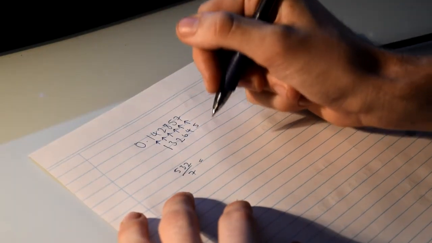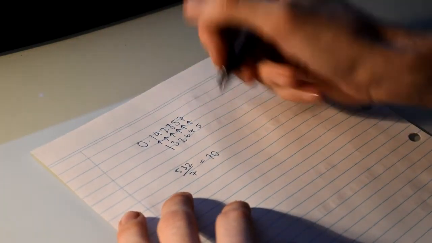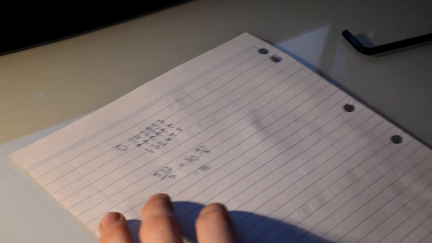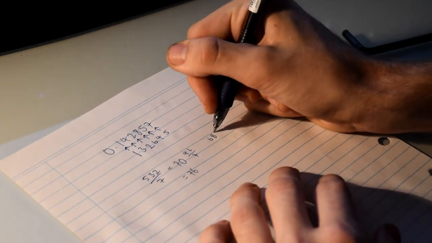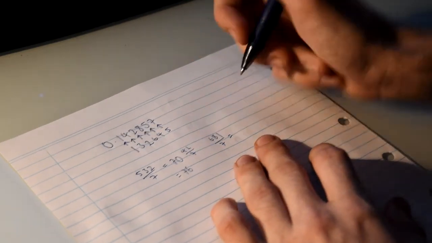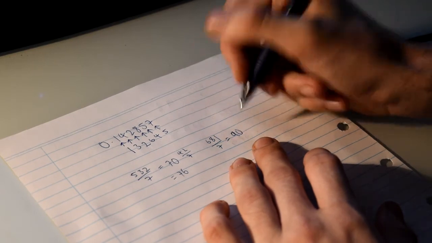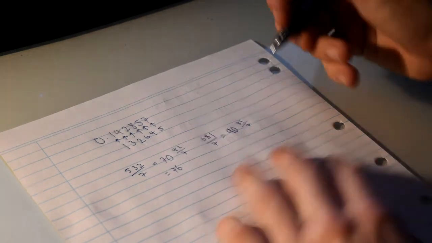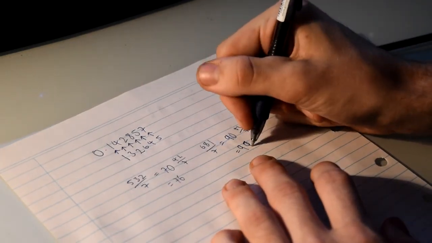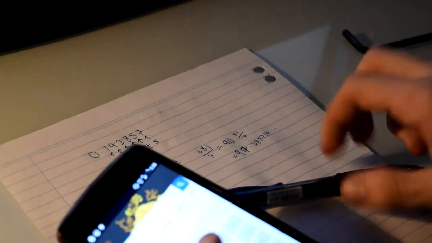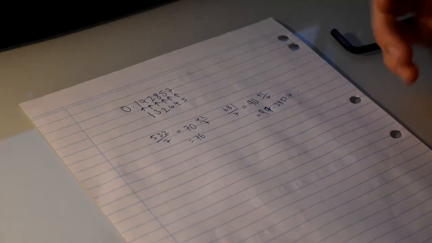532 divided by 7. Well, I know it goes into 490, so we could write 70, and the remainder is 42 over 7. Well, that's not a very good example, it just gets us 76. Maybe another one, 681 divided by 7. I know it goes into 630, so I could go 90, and what's left over is 51. Now if I figure out 51 over 7, we know that that's going to be 7.285714, therefore it equals 97.285714, etc. Let me just quickly check that. 97.28, there we go.